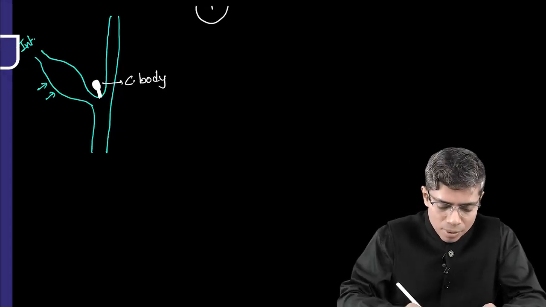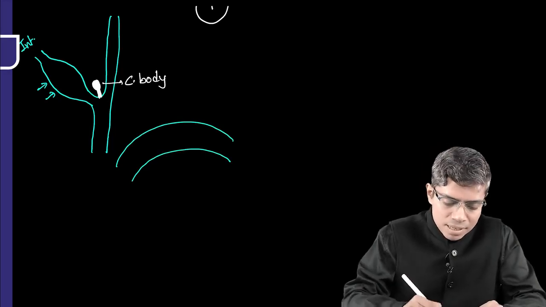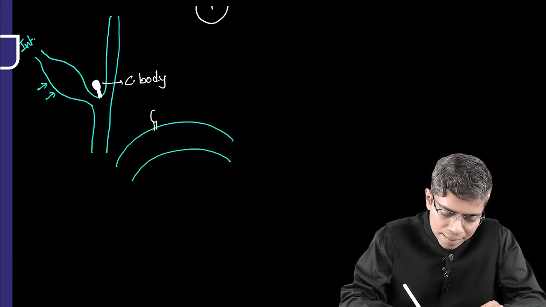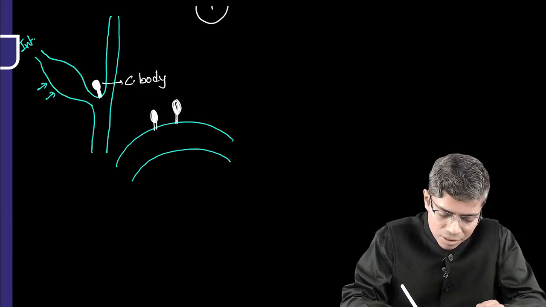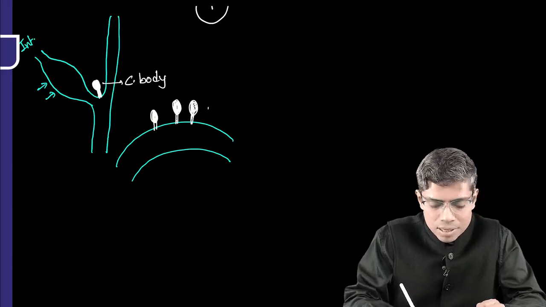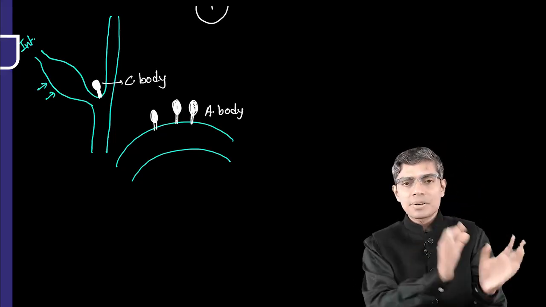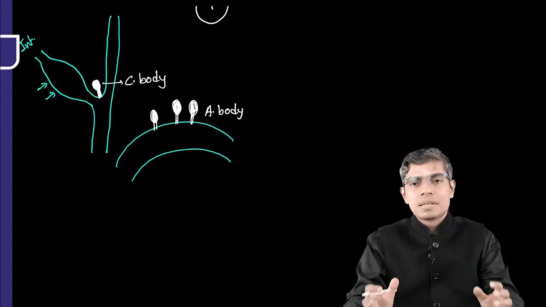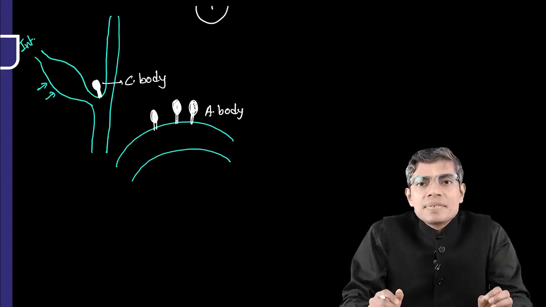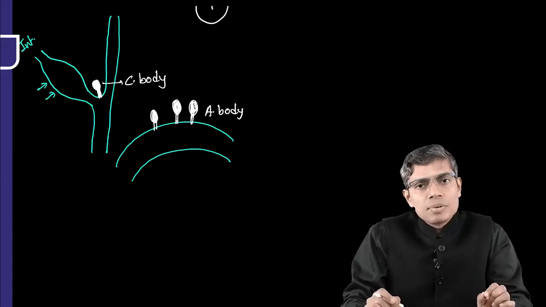Similarly, if you look at the arch of the aorta, on its surface again two to three tennis racket shaped structures are there, and these structures are known as the aortic bodies. So these carotid bodies and aortic bodies are the peripheral chemoreceptors.